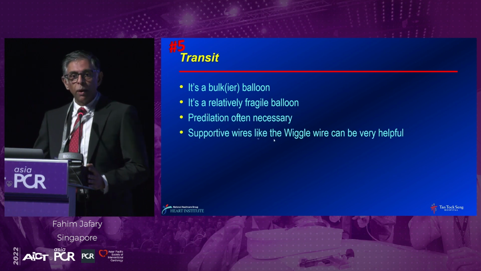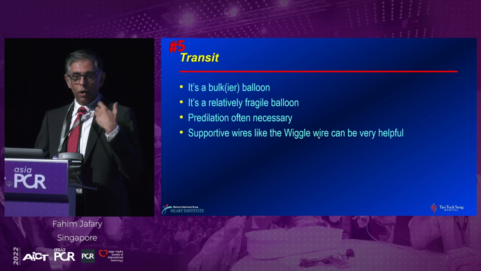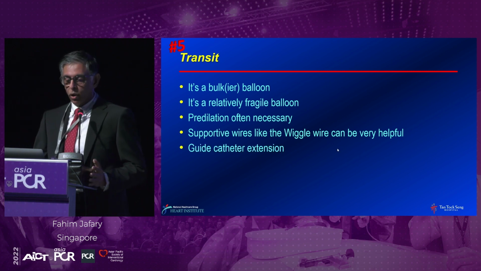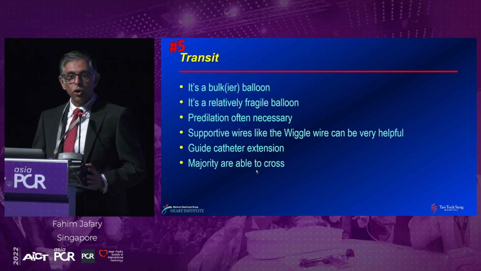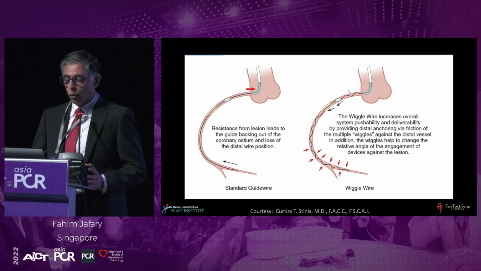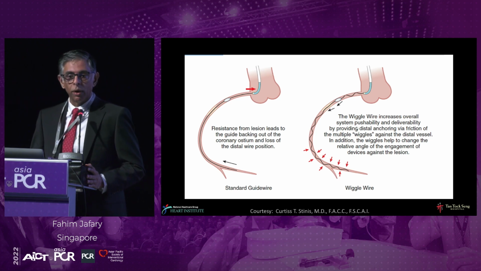And supportive wires like the wiggle wire or other wires are very helpful in getting the IVL balloon down. And of course, you can also use guide catheter extensions for this particular purpose. And in the majority of cases, you're able to cross. And just to illustrate the principle of the wiggle wire, this is something we use a lot. The wiggle wire has these sort of corrugations or bends in the wire. And what it does is 2 things. It gives you more anchoring distally, but it also allows the balloon to find its way down more efficiently than a regular wire.